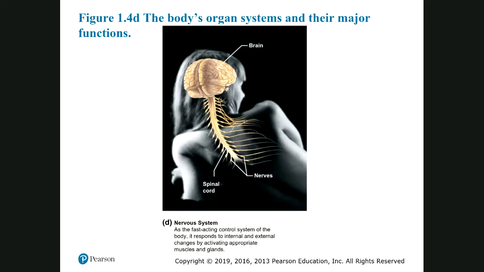The next system will be your nervous system. Our nervous system is going to include our brain, our spinal cord, and then the nerves. So that will be our cranial nerves from the brain and our spinal nerves from the spine. So there's your brain, here's your spinal cord, and you can see the spinal nerves that are progressing from it. Our nervous system is the major controlling system of the human body. So out of the 11 or 12 systems, it is the number one controlling system of the human body. It is fast acting, and it is going to allow us to communicate and respond to internal and external changes by activating appropriate muscles and glands.